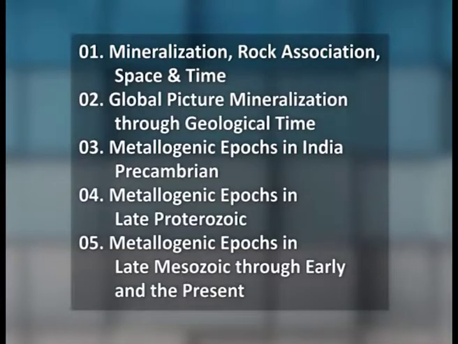We shall consider this theme under the following heads: 1. Mineralization, rock association, space and time. 2. Global picture, mineralization through geological time. 3. Metallogenic epochs in India, Precambrian. 4. Metallogenic epochs in late Proterozoic. 5. Metallogenic epochs in late Mesozoic through early and the present.